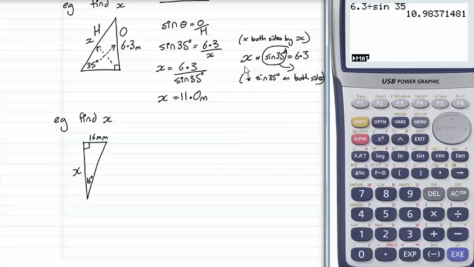Now, some people like this working. Some people just like to remember that when the unknown's on the bottom, we just swap x and the sine, cos, or tan of the angle, and they change positions. Some people like just remembering that when the unknown's on the bottom, we're dividing. I'll show you a slightly different way of showing your working on the second question. But feel free to pause now and try to do the second question on your own.